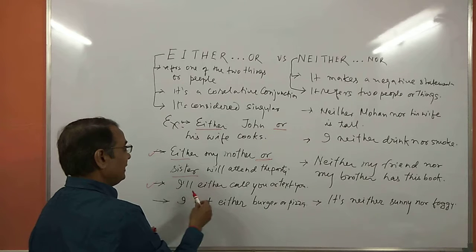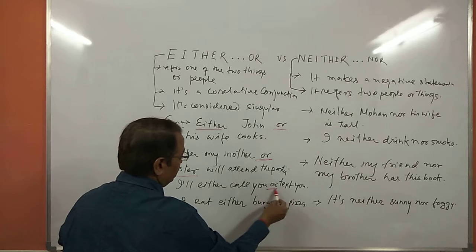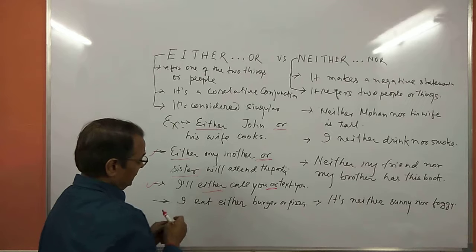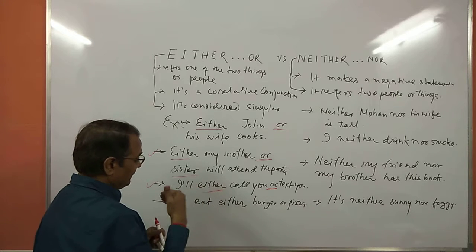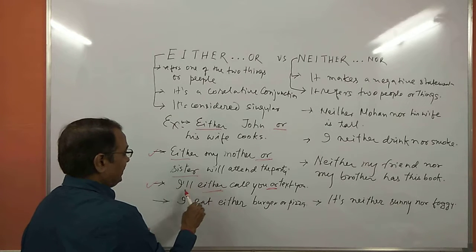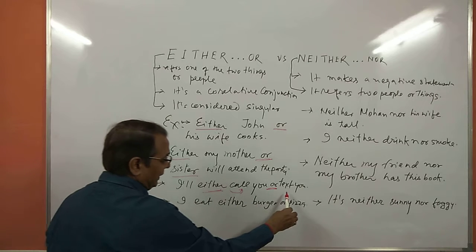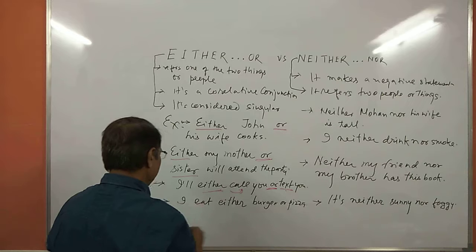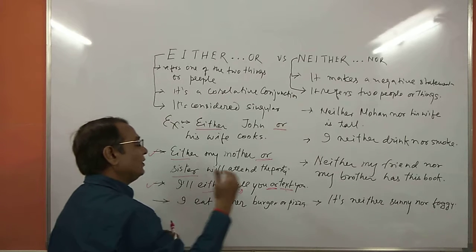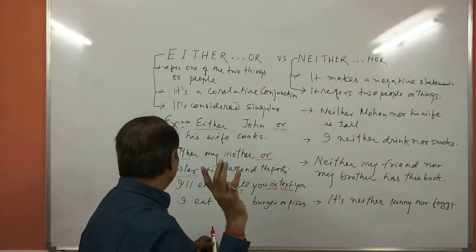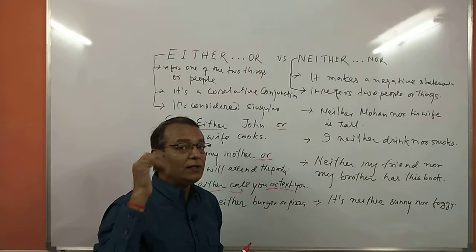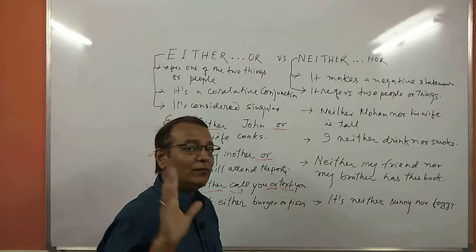The next example is I'll either call you or text you. Here you see I have changed the position of the word. I have written here I'll either call you. So I am using the verb. That's two actions there are, texting and calling. So I am just telling someone I'll either call you or text you. That means I will do one of the things. If I call, I won't text. If I text, I won't call.